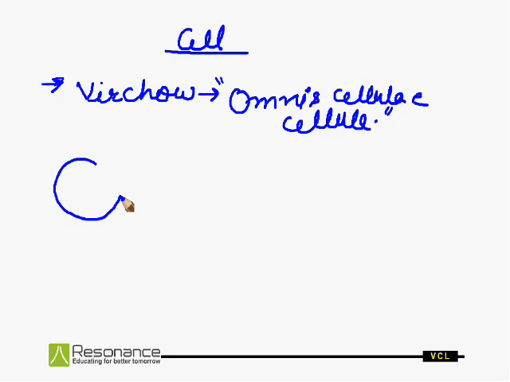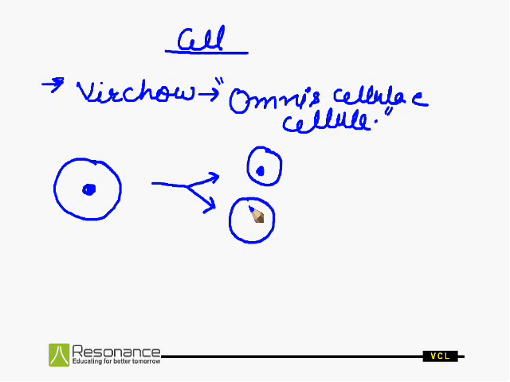That pre-existing cell is called the mother cell or parental cell, which will divide and form two daughter cells which are almost half the size of the mother cell, but contain a similar or dissimilar number of chromosomes.